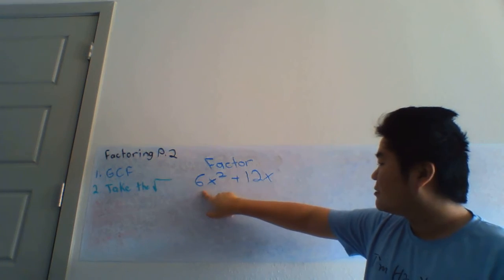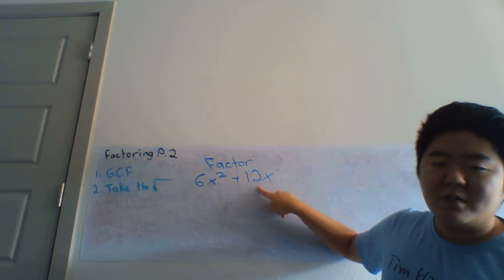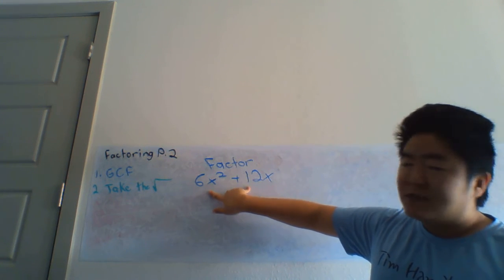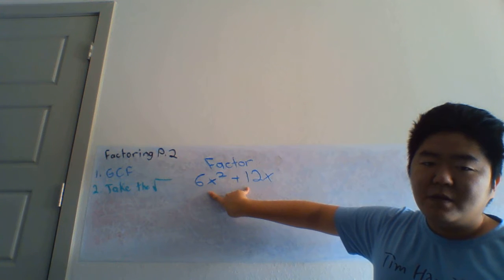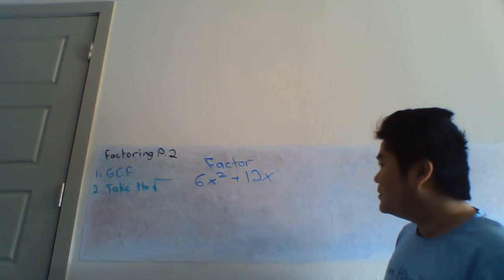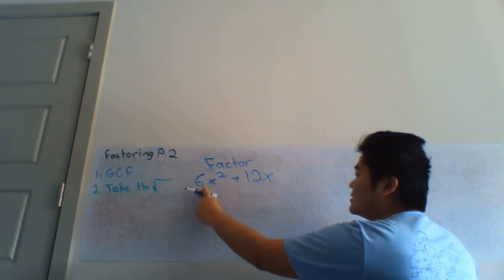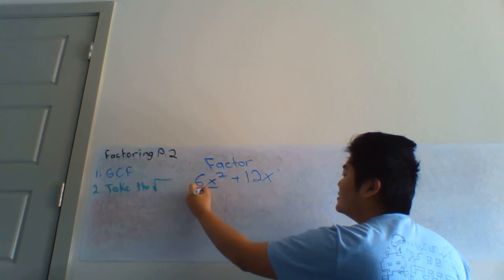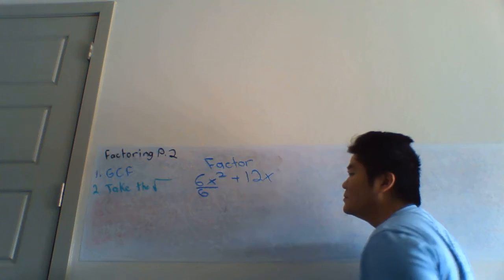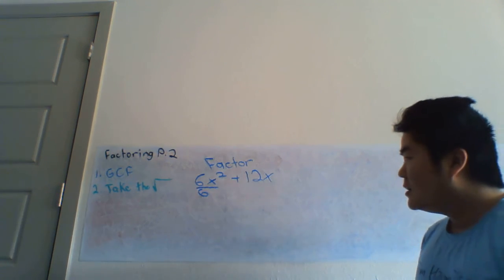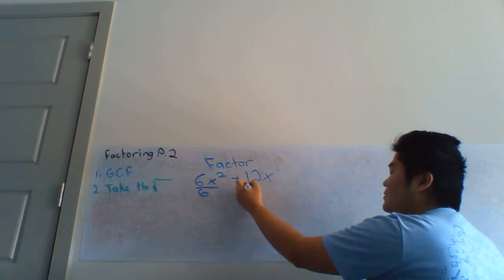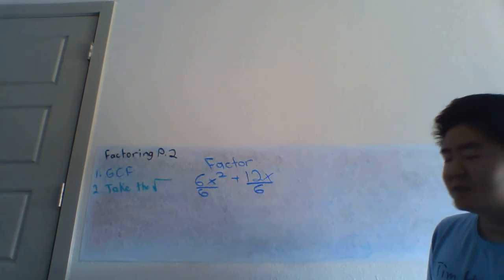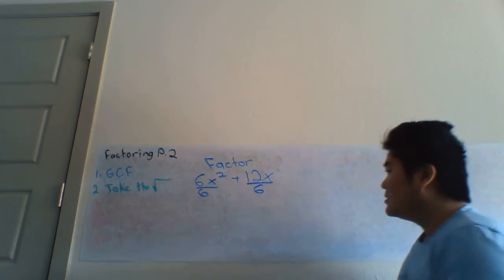So I'm going to look at this one, 6x squared, and I'm going to look at this one at the same time. All right? I'm going to see what I can divide both of them by. So I have this 6 right here, and I have this 12. Well, I can divide 6 by 6, right? I can definitely do that. But I can also divide 12 by 6. I divided both of them by 6, right?